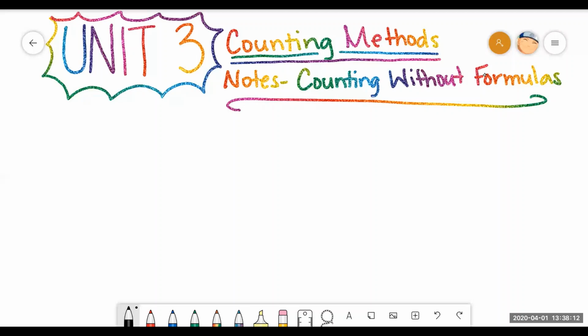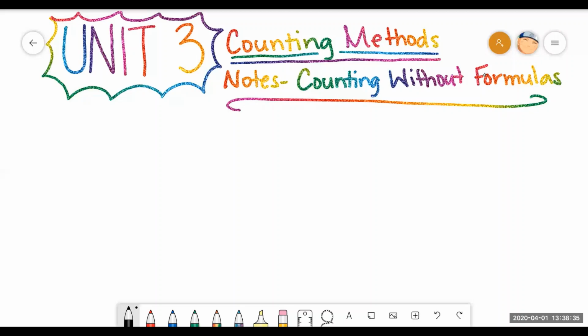For today, we are considering the situation where order does not matter. A combination is a combination. Keep that in mind. In the next, probably not the next set of notes, but the notes after that, we will consider situations where order does matter. So look out for those. Okay, so let's start out with counting without formula.